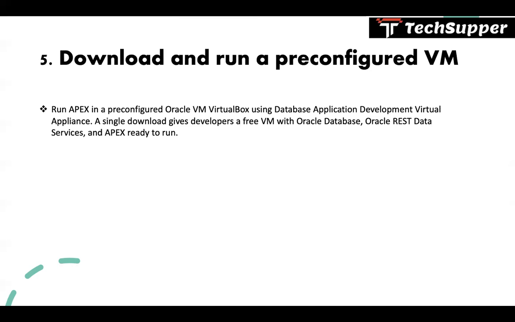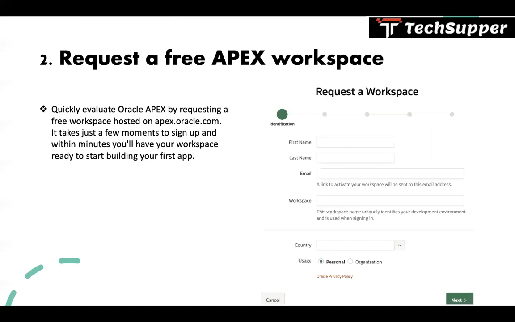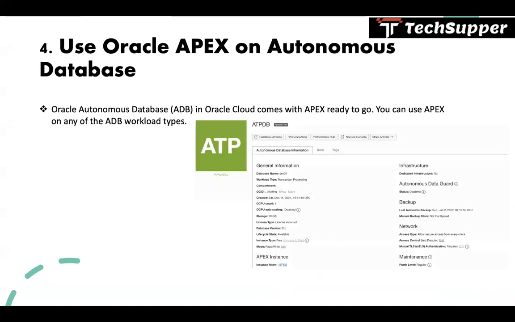Another way is to download and run a pre-configured VM. Oracle has a pre-configured VM which you can use to run your Apex service, like running Apex in a pre-configured Oracle VM VirtualBox. There will be a VM VirtualBox which uses the database, and on top of it, there will be Apex. A single download gives developers a free VM with Oracle database, Oracle REST Data Services, and Apex ready to run. That again is going to be tricky. So if you want to do some hands-on, you can use the second option. That is what I'm going to show you now.